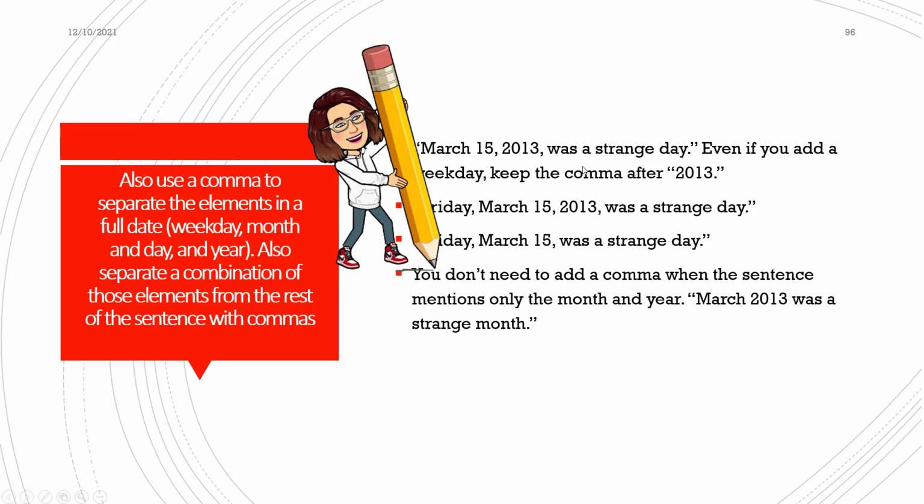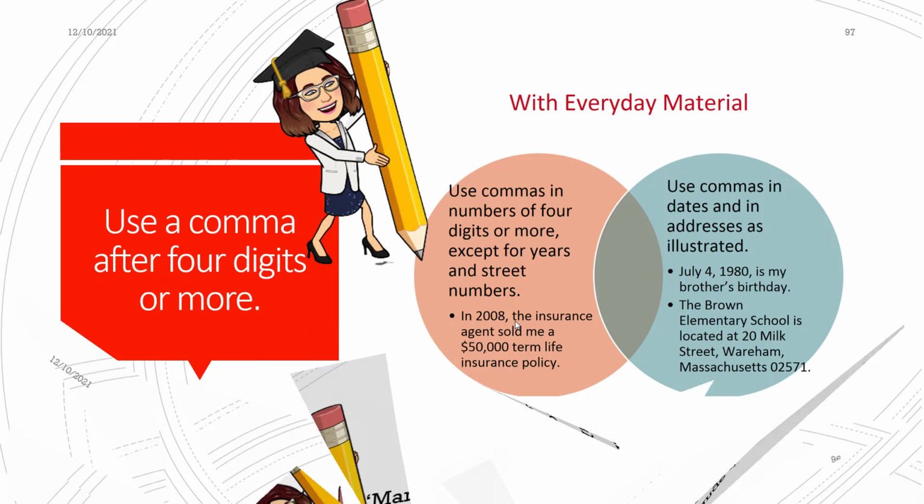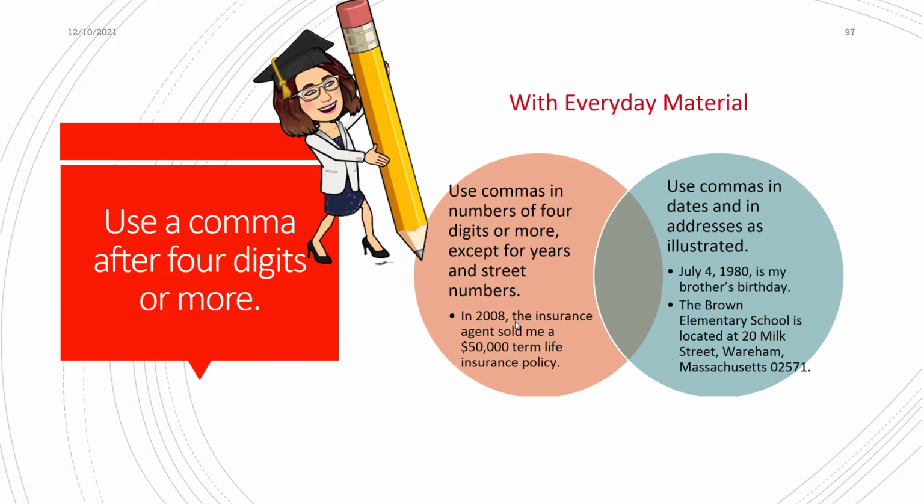Here you also use a comma to separate elements in a full date: weekday, month, day, and year. Also separate a combination of those elements from the rest of the sentence. So this is talking about March 15th, and so here you need to put a comma for dates. This is for American dates. I think that internationally it's done differently, but in America it's month, day, and year, and in Europe it's day, month, and year.